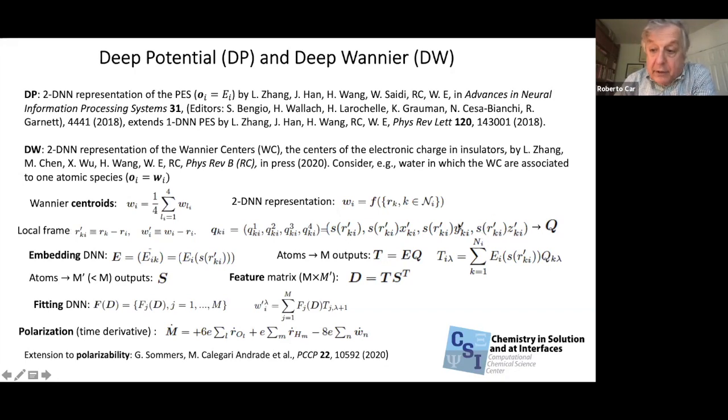The ensemble of all these atomic coordinates constitutes a matrix Q, that is a matrix with 4 rows, the 4 components of each one of these vectors, and a number of columns that is equal to the number of atoms in a neighborhood. And then using that, we can define an embedding network. The embedding neural network is given by a matrix.